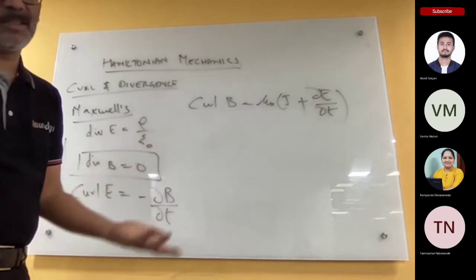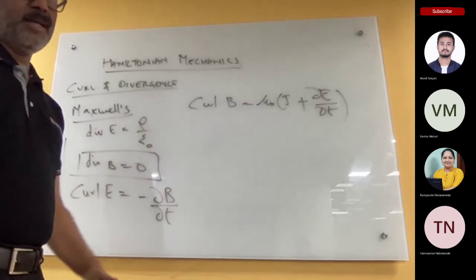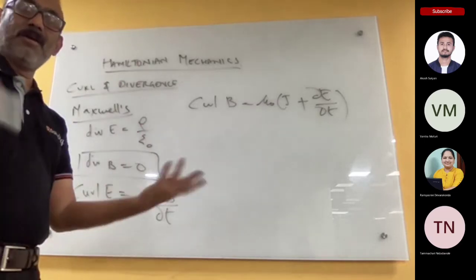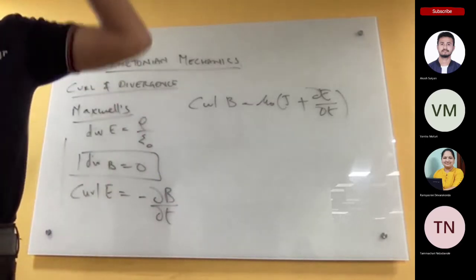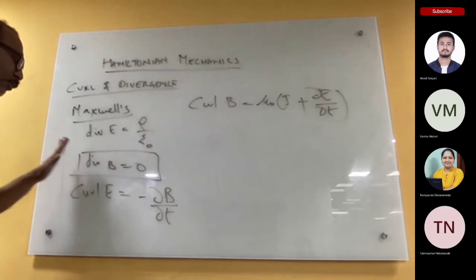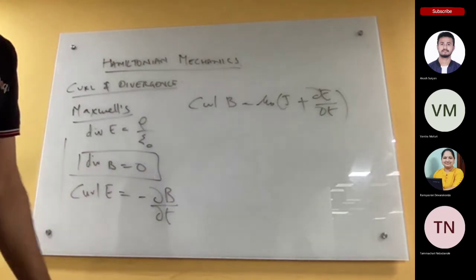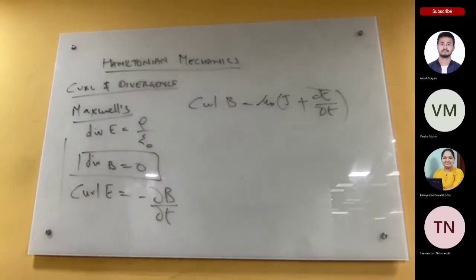If it was not such, then nothing would be possible. I couldn't even talk to you, because then my voice would go all over. But it doesn't. For electromagnetic radiation, the divergence of the magnetic field is zero. Anyway, I don't want to get too much into that. Let us get to Hamiltonian now.